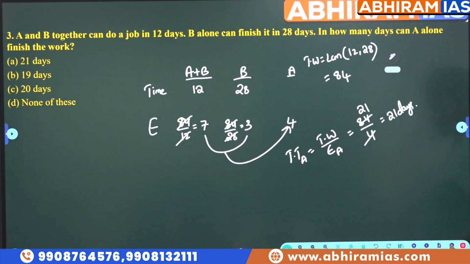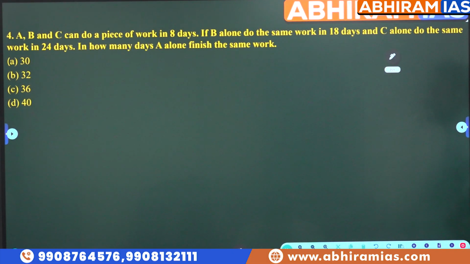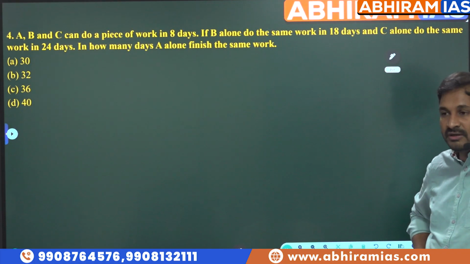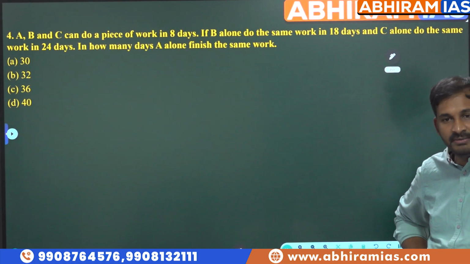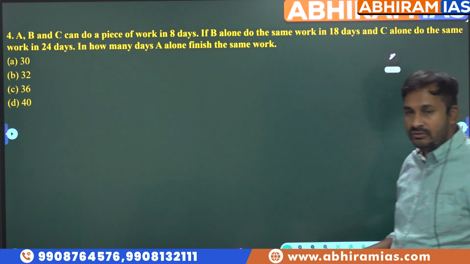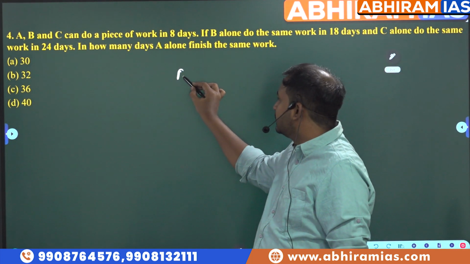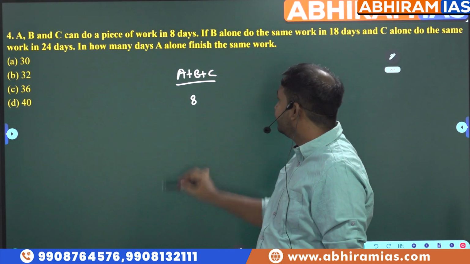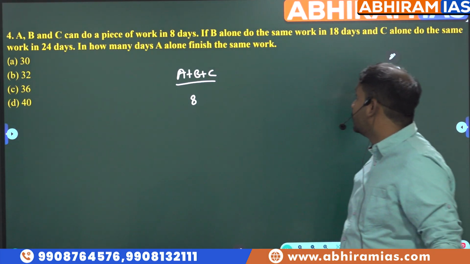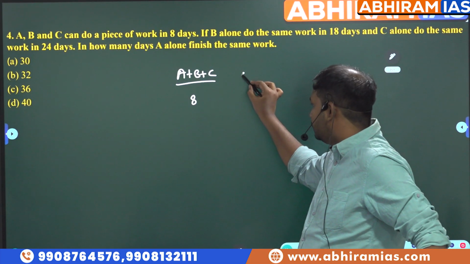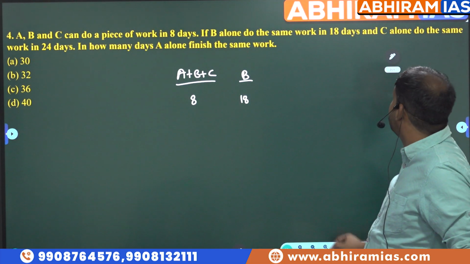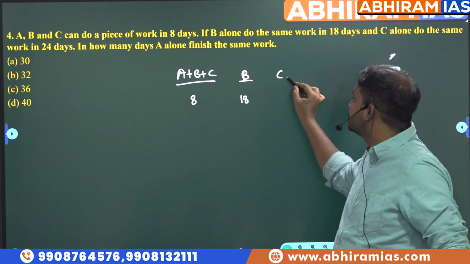Try to solve the next one, students. Similarly, everyone give a try. A, B and C can do a piece of work in 8 days. A, B and C, all the 3, right? So A plus B plus C can do it in how many days? 8 days. If B alone does the same work in 18 days, and C alone can do the work in how many days?